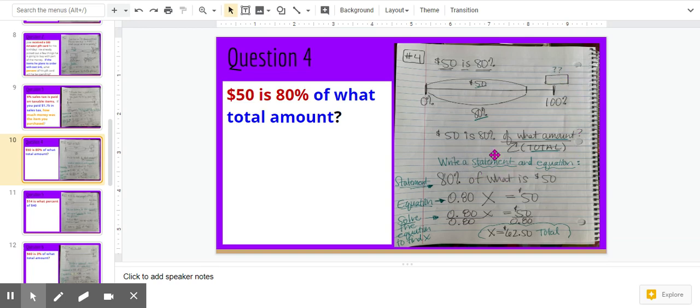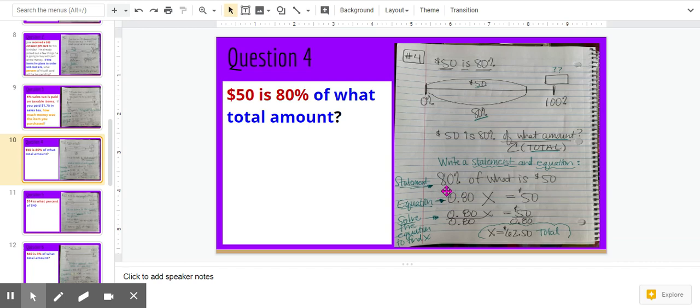$50 is 80% of what amount? I'm going to write that as a statement and as an equation. It is a statement here, but we have been starting with the percent at the beginning, so I'm going to put it in that kind of form. 80% of what is $50?